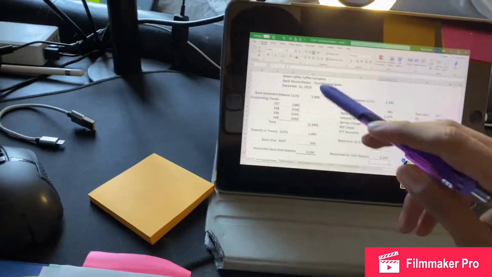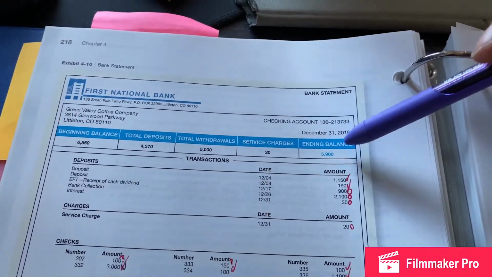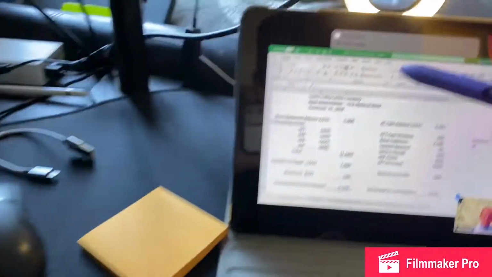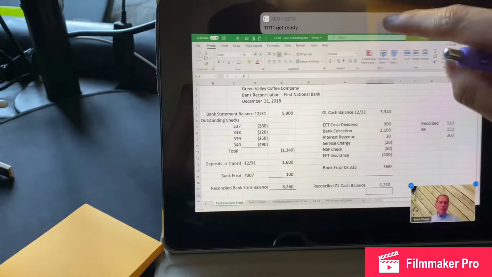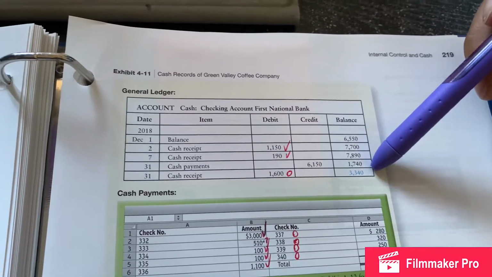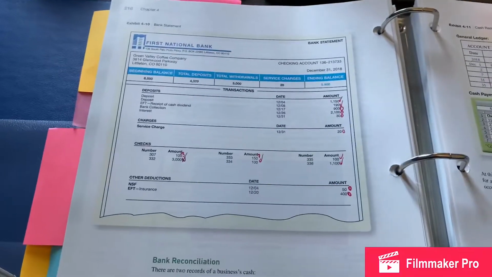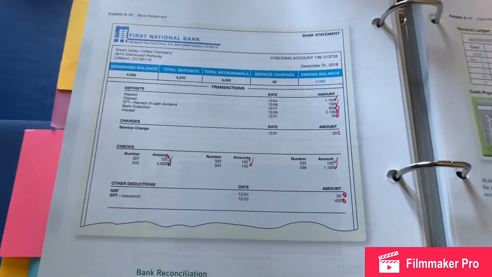So we can see here that the ending balance on the bank statement is 5,900. So 5,900 is here. And then we can see the ending balance for the general ledger is 3,340. We can see that 3,340 is here. All right, so now we're doing checks.